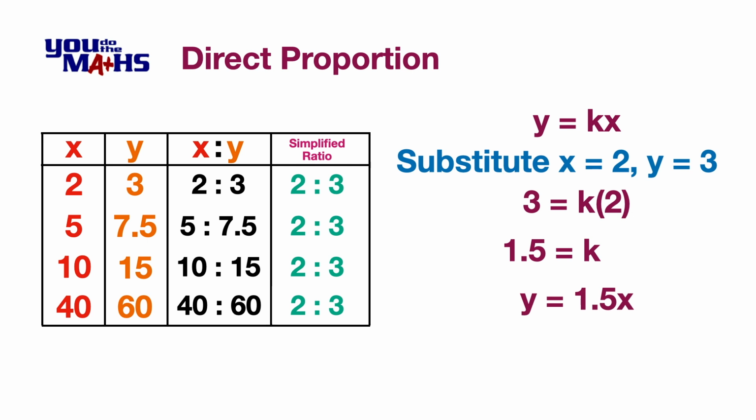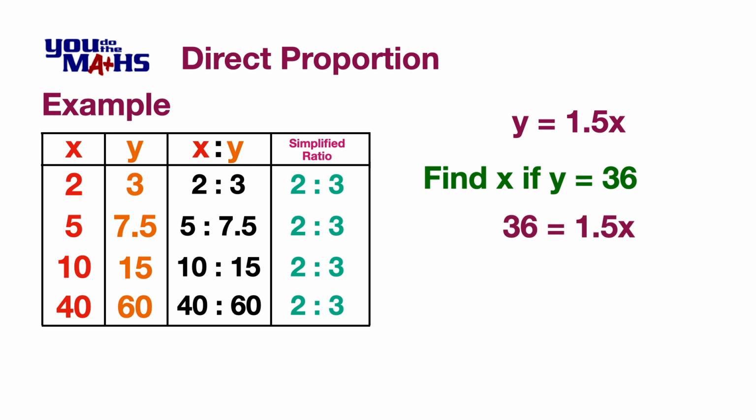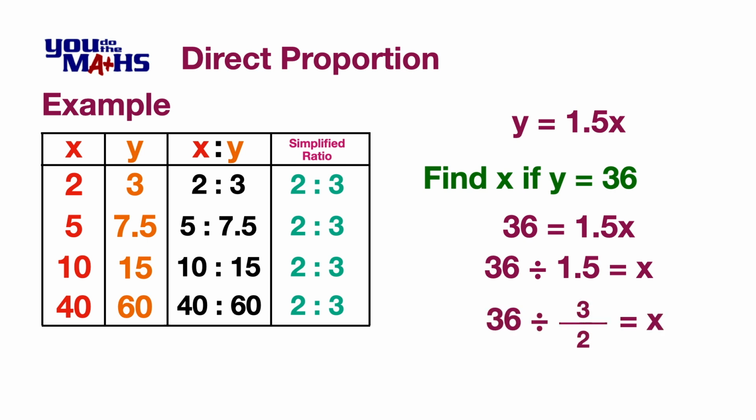So let's say that we wanted to find x if y was equal to 36. We can substitute 36 for y and then solve for x. And when we do that by dividing both sides of our equation by 1.5, we get a solution that x equals 24.